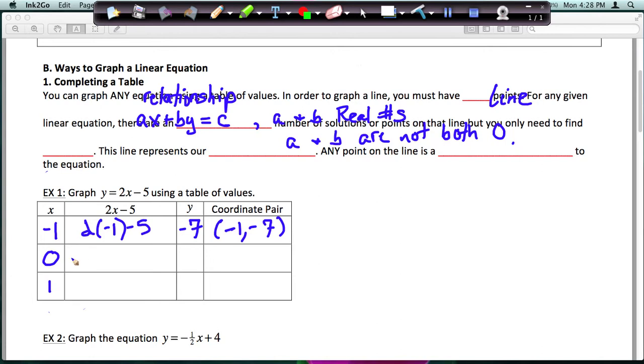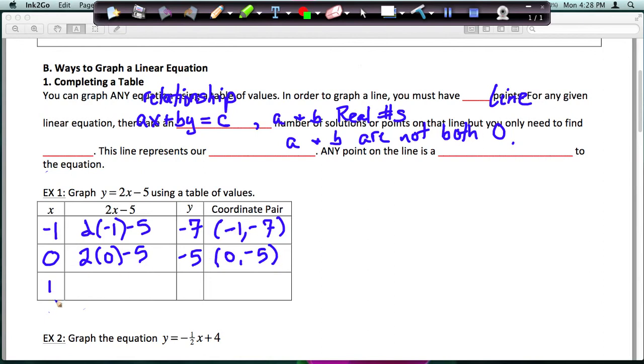Let's do the same thing for 0. Plug in 0 for x and solve for y. 2 times 0 is 0. 0 minus 5 is -5. Again, just be careful of your signs. 0 minus a 5 is a -5. So this is the point: x is 0, y is -5.